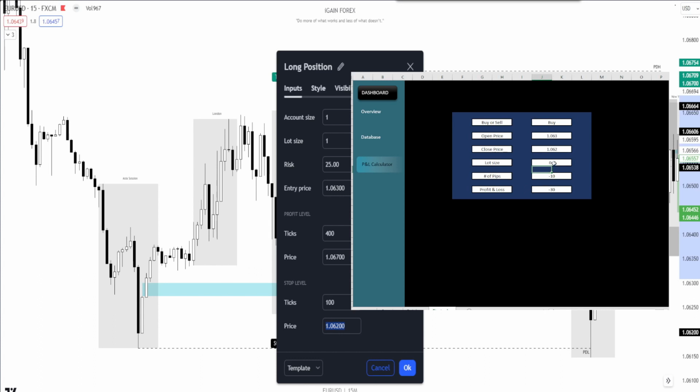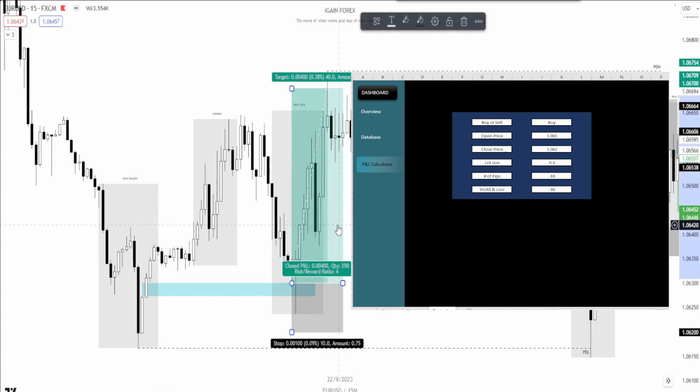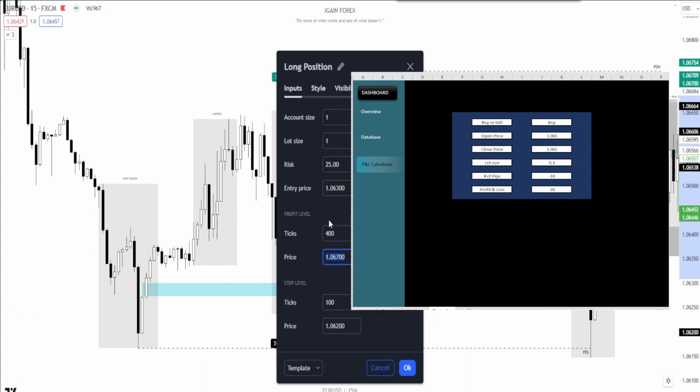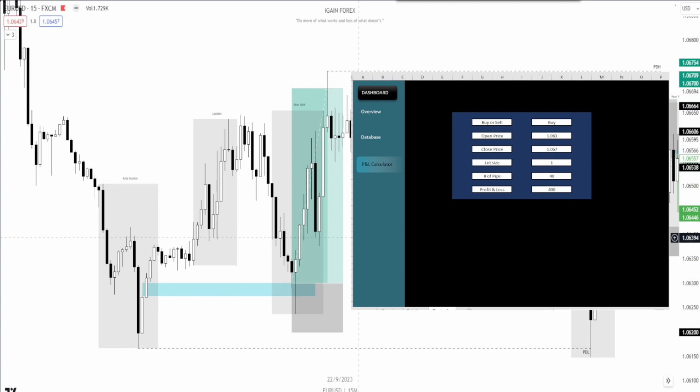Okay, so let's say, for example, we win this trade. We can calculate our gain. We copy our profit level price and put it in the closing price. As we can see, we have 40 pips and our profit is $120 for 3 lots. For this trade, for example, I used 1 lot, so I gain $400 in this trade.